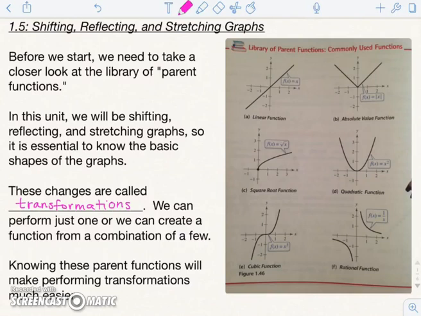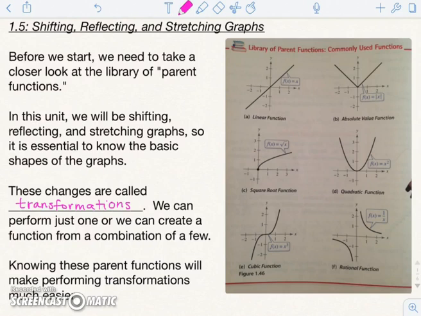Section 1.5 is shifting, reflecting, and stretching graphs. Before we look at this section, we need to look at what are called parent functions. So in this unit, we're going to be shifting, reflecting, and stretching graphs. So it's essential that you understand the basic shape of the graph before you perform any of these transformations.